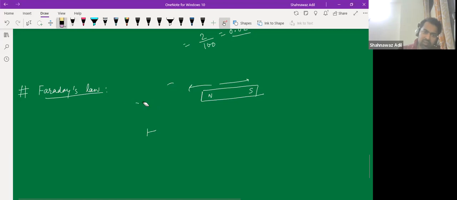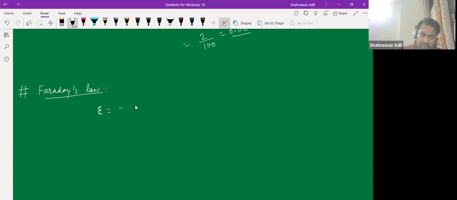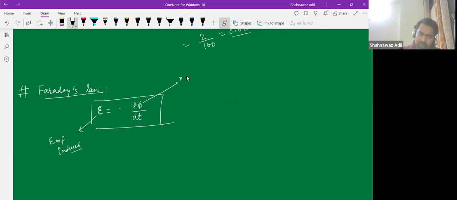From this deflection he gave Faraday's law. I will not write all these things, I will just write the result. The EMF generated is equal to the rate of change of flux. This is the EMF induced, and this is the magnetic flux. So a change in magnetic flux will give you the induced EMF. If you have connected some resistance R to it, we can calculate the induced current, which is E by R, which is minus 1 by R d phi by dt.